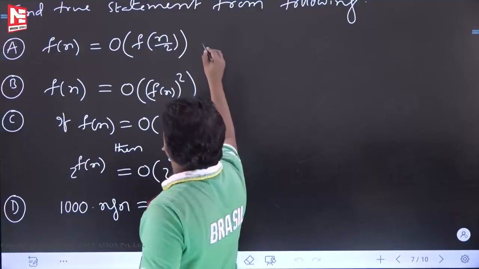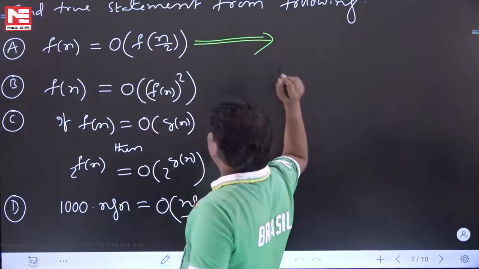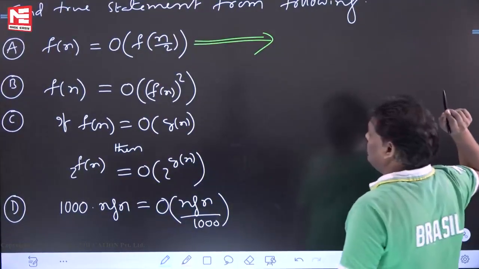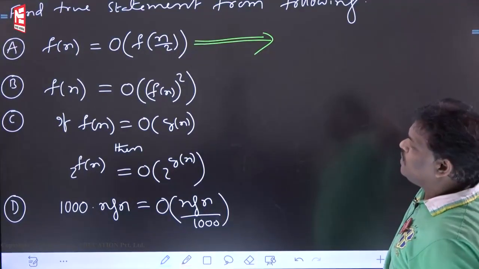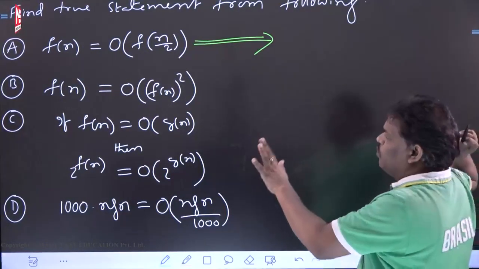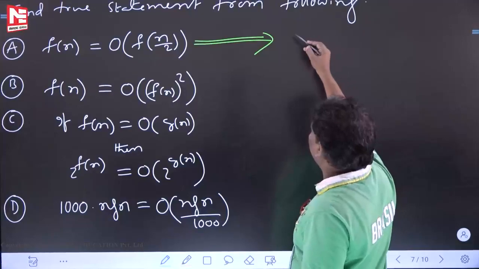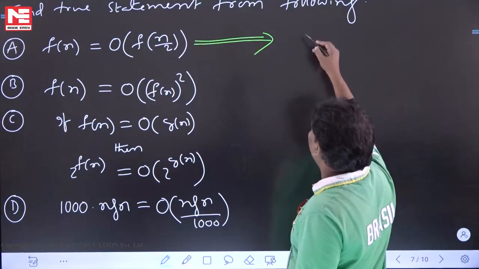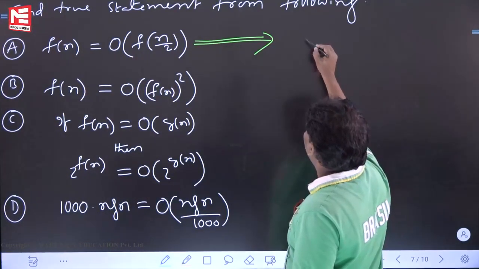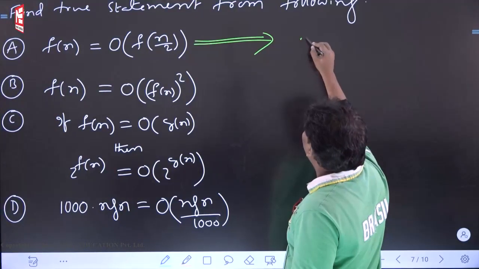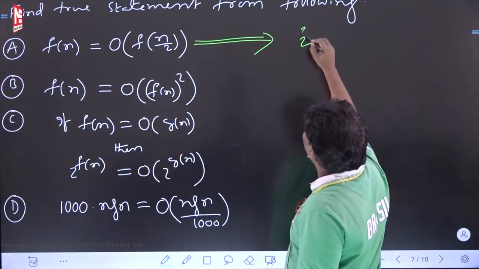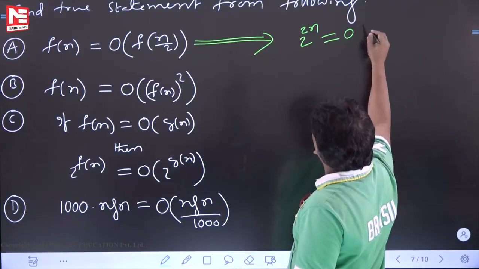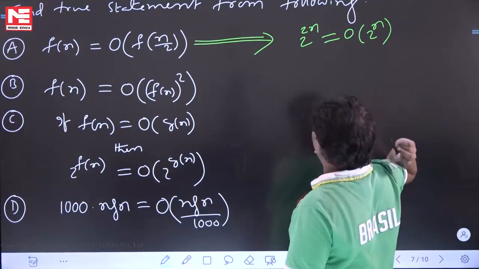See option A, an interesting one. Option A: f(n) is big O of f(n) by 2. See the interesting answer. Is this line right or wrong? Let me check. See this one? 2 power 2n is big O of 2 power n. Is it right or wrong?